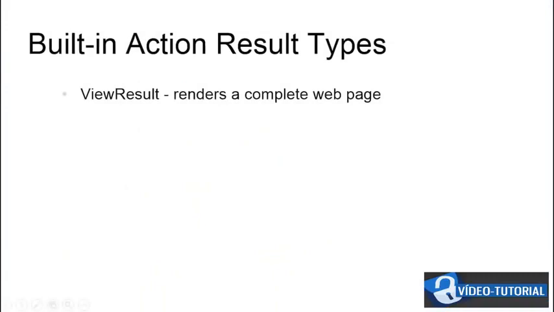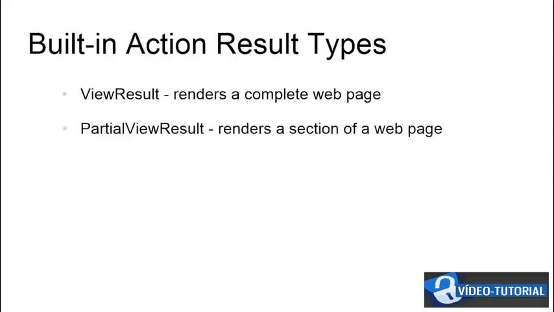We have view result, which we've actually been using whenever we call the view method. We use that to render a complete web page along with the associated layout file if there is one. There's partial view result, which we can use to return just a section of a web page. This is very useful for retrieving some HTML during an AJAX request, for example.